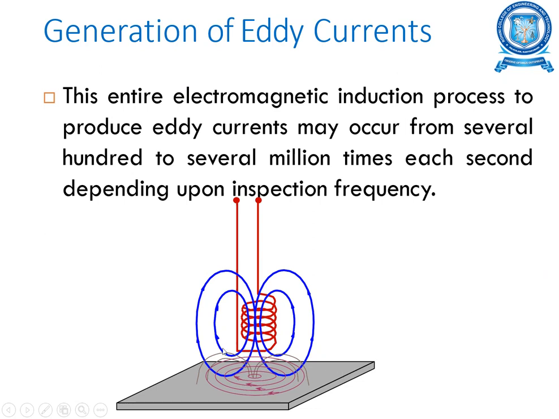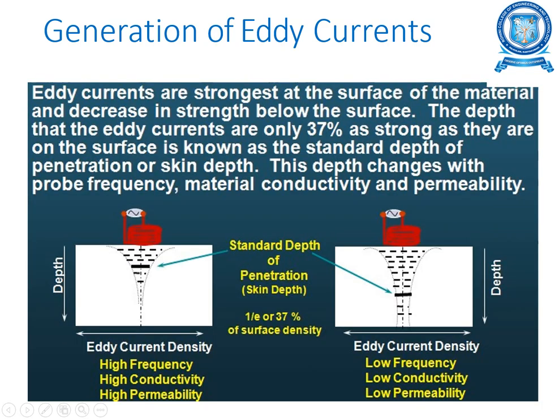This entire magnetic induction process that produces eddy current may occur several hundred to several million times depending upon the inspection frequency. Eddy currents are strongest at the surface of the material, and decrease in strength below the surface. The depth at which eddy currents are only 37% as strong as they are on the surface is known as the standard depth of penetration or the skin depth.